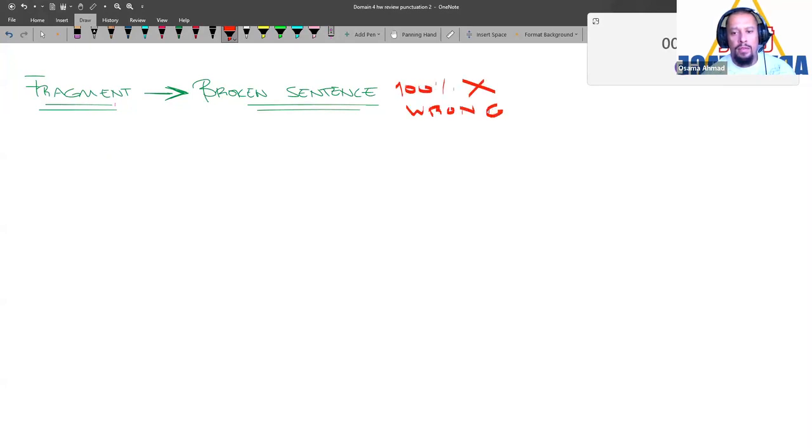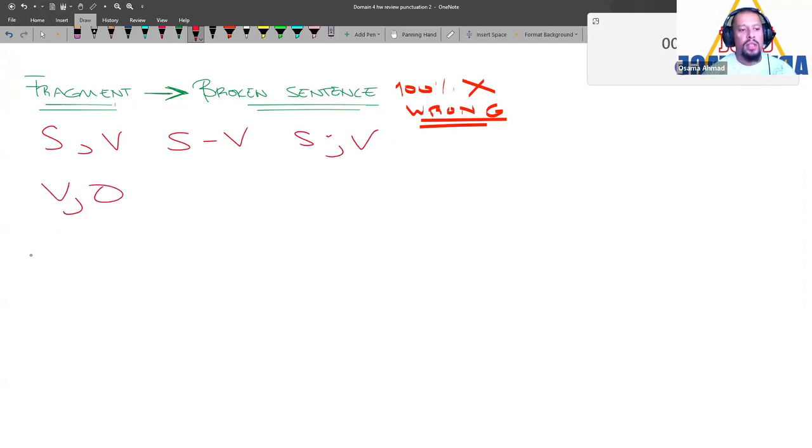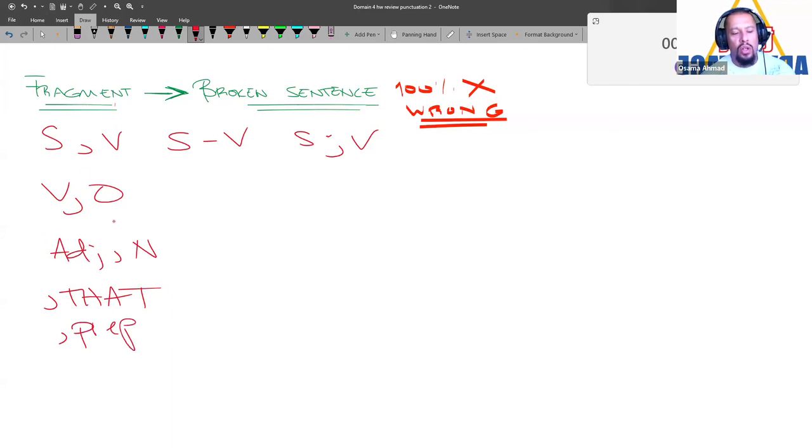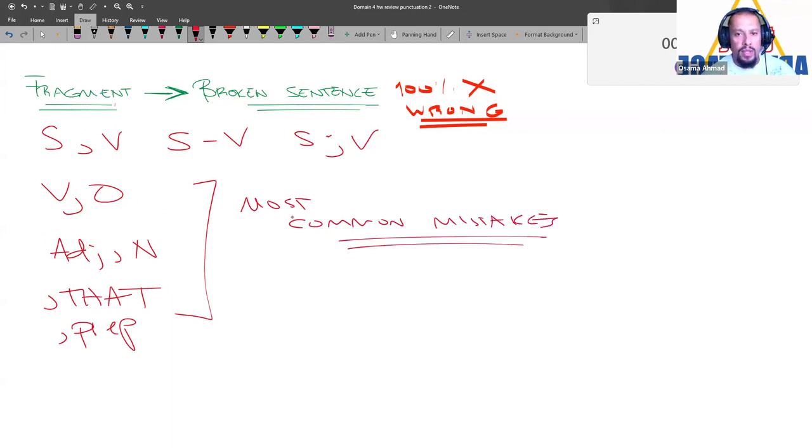Do you remember fragment formulas or no? Like separation of subject and verb. Yeah, right. So subject, comma, verb; subject, one dash, verb; subject, semicolon, verb; anything between a subject and verb, anything between a verb and an object, anything between an adjective and a noun, anything before that, or comma preposition. These are all considered common fragments.